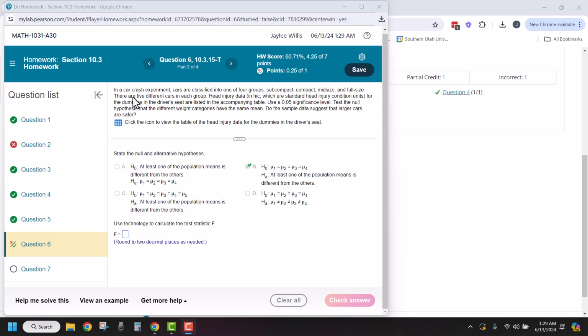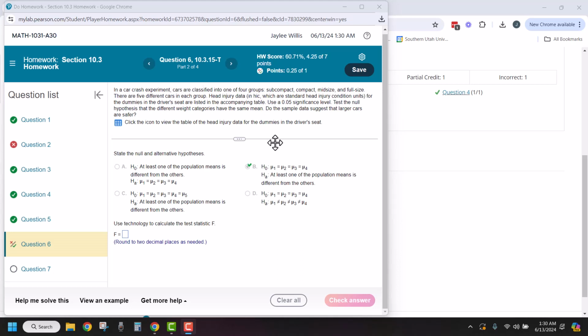And with ANOVA testing, you'll have multiple different categories, and then you're looking to see if the means of each of those categories are about the same, or if there's any one or maybe more of them that are significantly different from each other. So when you do ANOVA testing, the null hypothesis will always be that the means are equal to each other.